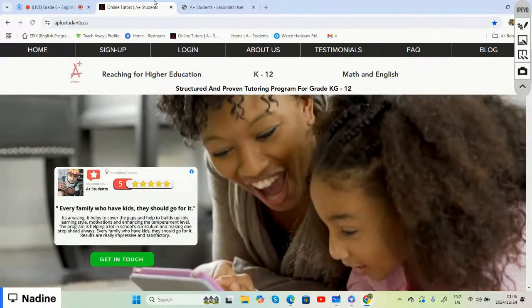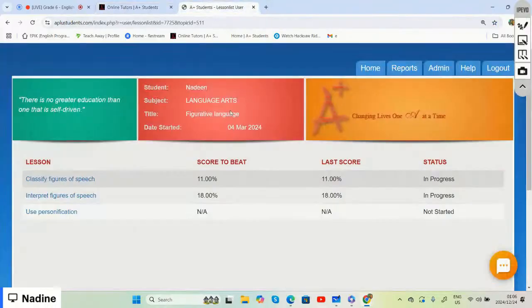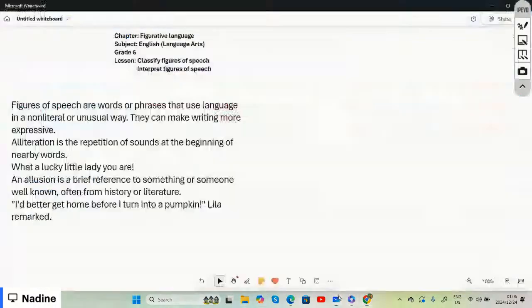So when it comes to figurative language, our chapter that we are focusing on today is figurative language. So we are logging on to aplusstudents.ca and scrolling through to this chapter of figurative language. Our subject is English language arts. We're doing grade 6. And these are the lessons that we are going to be focusing on under our chapter of figurative language.